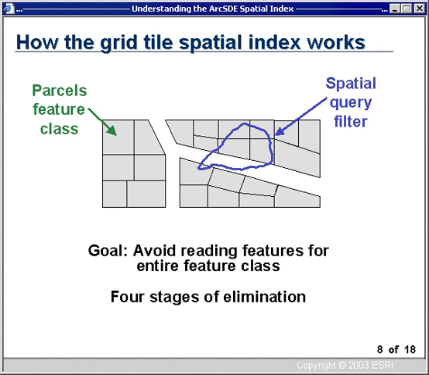Now, there are 4 stages of elimination that take place to reduce our data sets. 2 of those stages are done at the RDBMS level, and 2 of those 4 stages are done at the ArcSDE level. So for the next couple of slides, we're going to be examining those 4 stages of elimination.